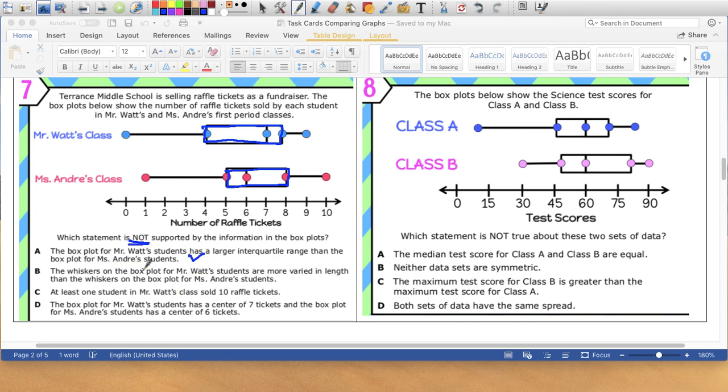The whiskers on the box plot of Mr. Watts' students are more varied in length than the whiskers on the box plot for Mrs. Andre's students. So you can tell these whiskers over here. In a second. Yeah, they're more varied in length. Yeah, they're bigger. You know, right? It starts from 0 to 9. This is, I don't know if that's true. It's not supported.